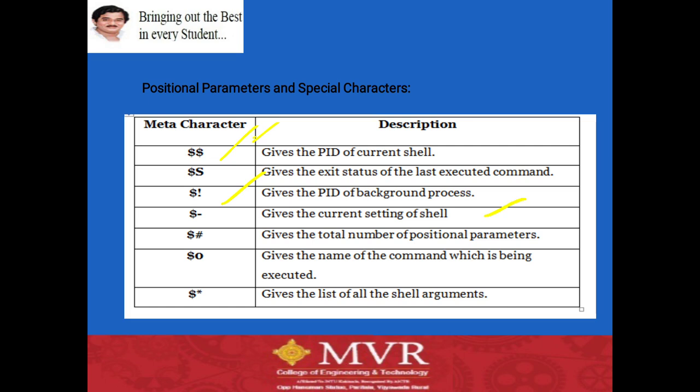Okay, then dollar zero gives the name of the command which is being executed. Whenever you want to display the name of the command being executed, you can use the dollar zero symbol. Then dollar star gives the list of all the shell arguments. Generally a shell has several types of arguments, like 10 to 15 arguments. Those arguments will be displayed, and what the arguments are and everything, we will see in the next slides.